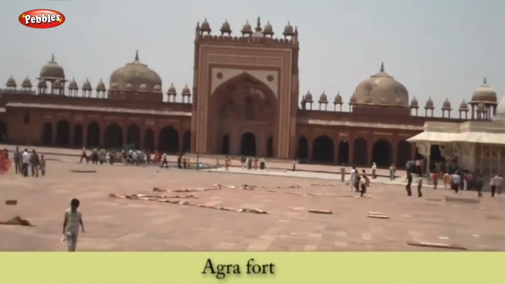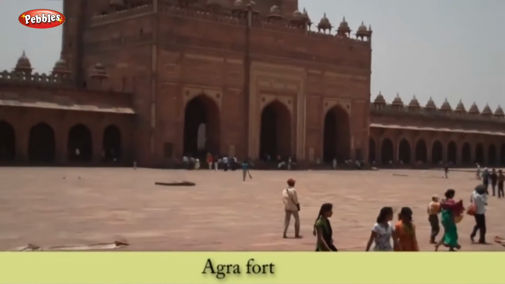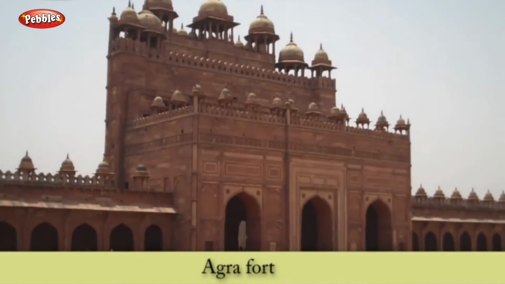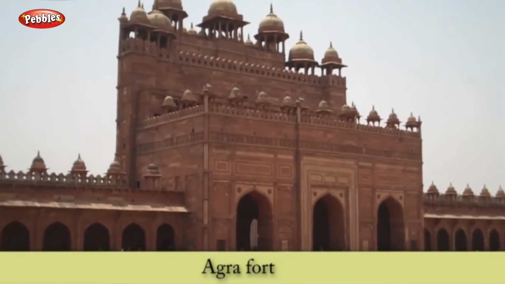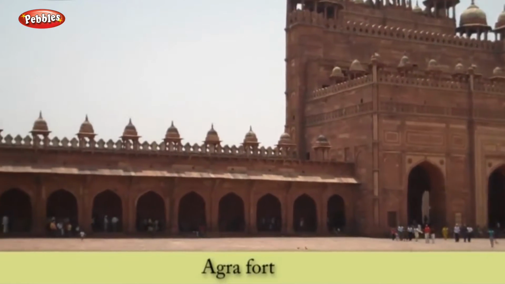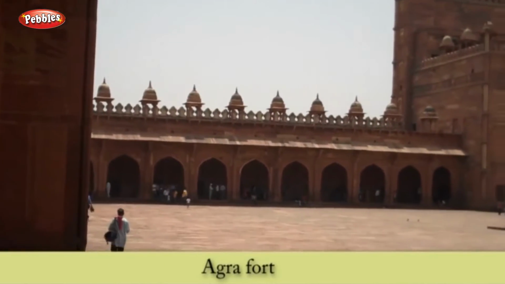The construction of the Agra Fort was started around 1565 when the initial structures were built by the Mughal Emperor Akbar and subsequently taken over by his grandson Shah Jahan, who added most of the marble creations to the fort.